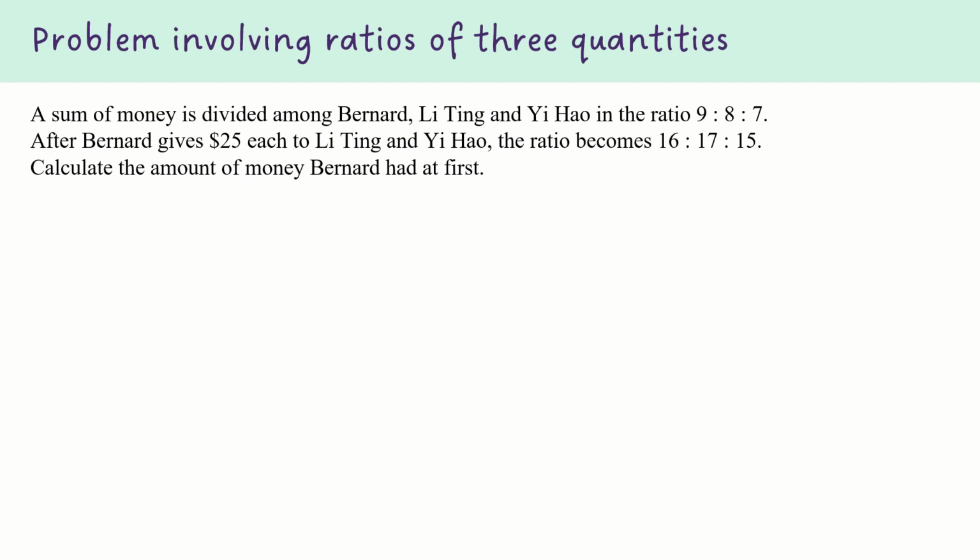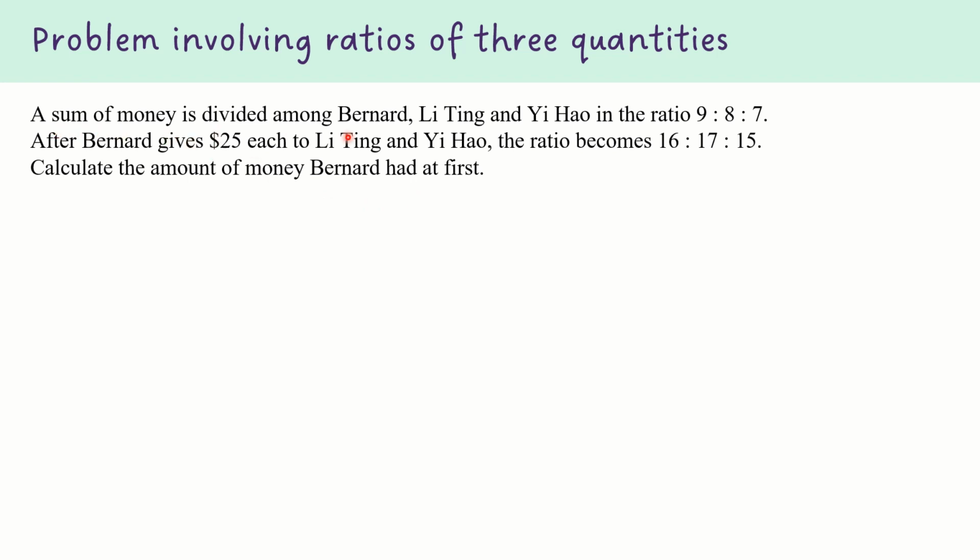Now we look at other problems involving ratios of 3 quantities. This question looks a little bit similar to what we saw for Shufen and Cheryl earlier on. In this question, we are given a sum of money again, and it is being divided among Bernard, Li Ting, and Yi Hao in the ratio of 9:8:7. After Bernard gives $25 each to Li Ting and Yi Hao, the ratio becomes 16:17:15. We want to calculate the amount of money that Bernard had at first.